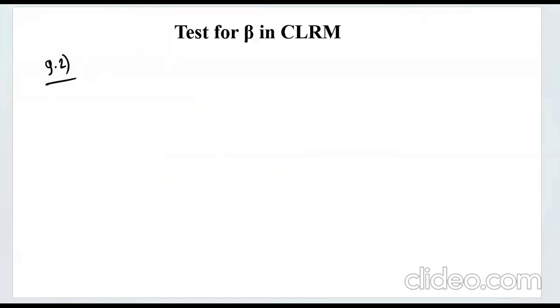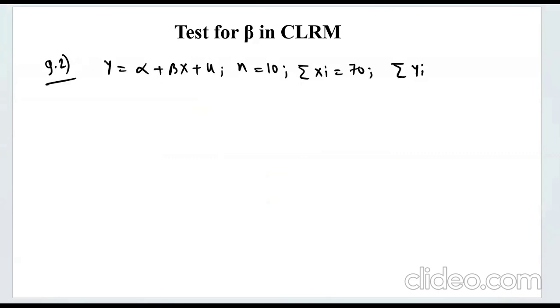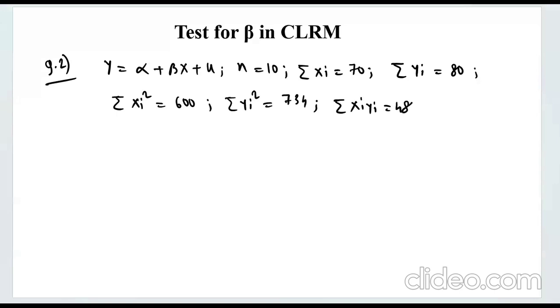This question says, consider the model y equals to alpha plus beta x plus u. N is given to you as 10. This is the sample size. Summation xi is given to you as 70. Summation yi is given to you as 80. Summation xi square is given to you as 600. Summation yi square is given to you as 734. Summation xi yi is given to you as 480. Right? These are the data sets that are available to you.